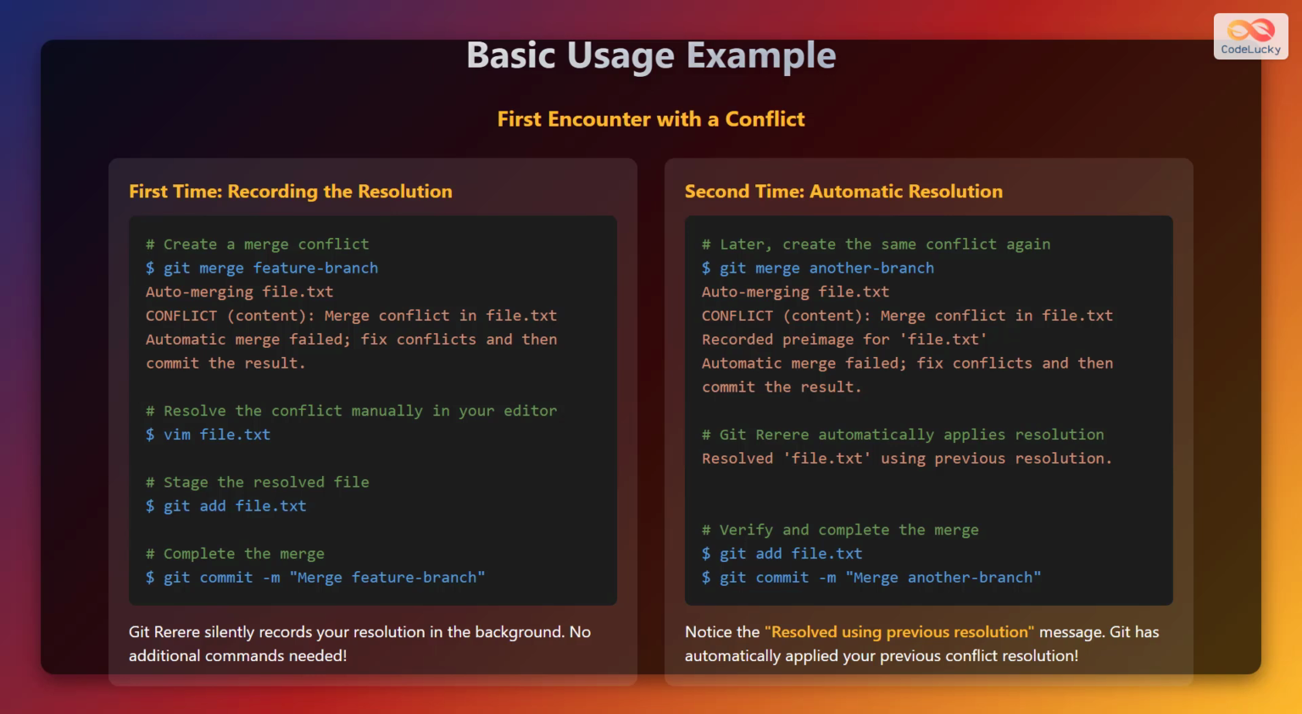No additional commands needed. The next time you encounter the same conflict, it is automatically resolved. Create the same conflict again using the command git merge another-branch. Git Rerere automatically applies the resolution. You will see the message: Resolved using previous resolution. Git has automatically applied your previous conflict resolution. Verify and complete the merge by using the commands git add file-name, and git commit -m "merge another-branch".